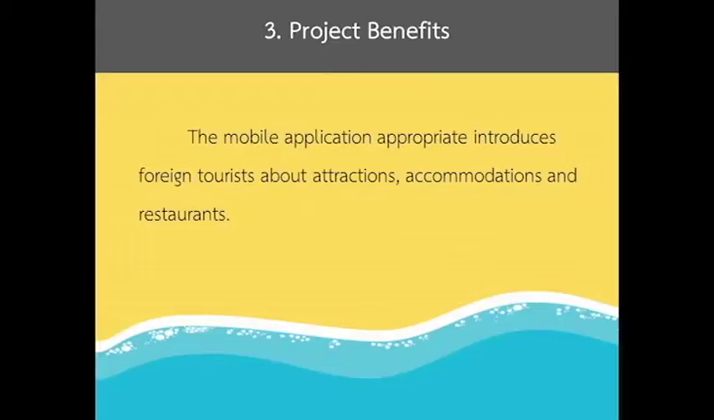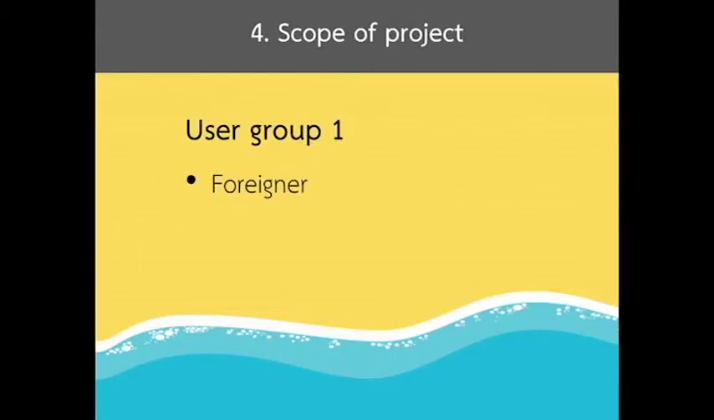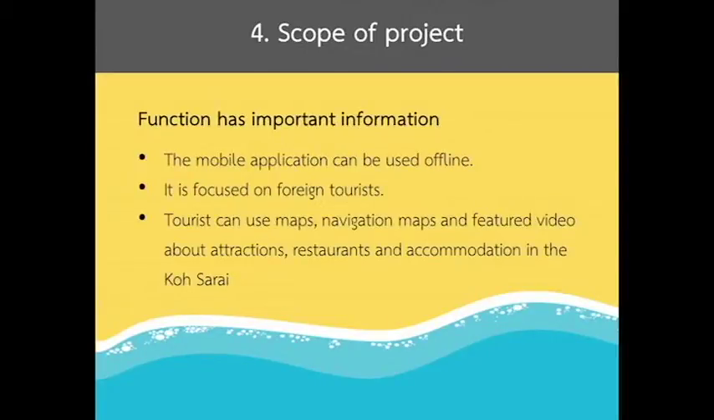Project benefits. The mobile application appropriately introduces foreign tourists to attractions, accommodation, and restaurants. Scope of project. The user group is foreigners. Function has important information. The mobile application can be used offline. It is focused on foreign tourists. Tourists can use the map, navigation map, and feature video about attractions, restaurants, and accommodation in Koh Sarai. This is the project plan.